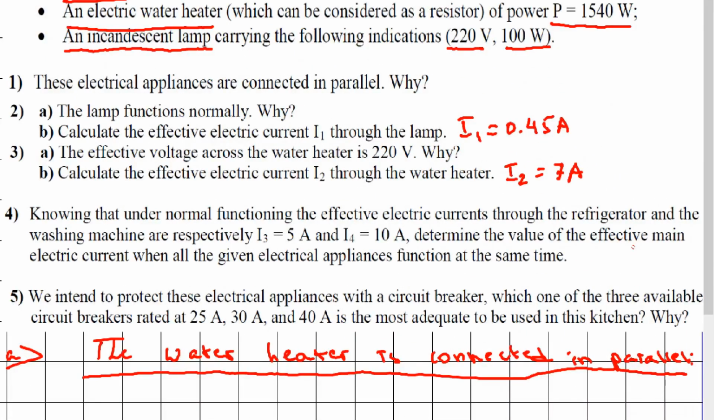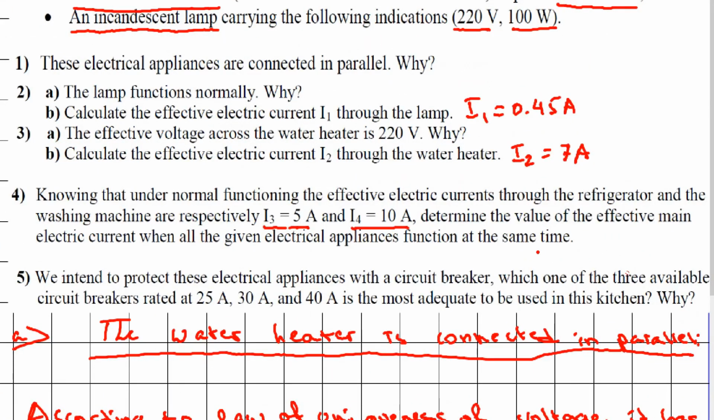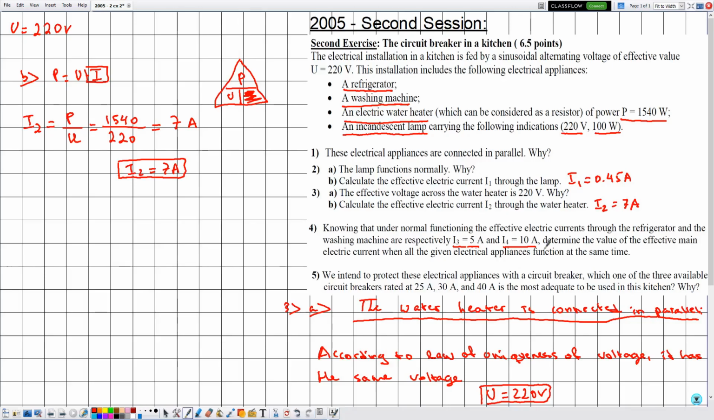Now number 4, knowing that under normal functioning, the effective electric currents through the refrigerator and the washing machine are respectively I3 is equal to 5 amperes and I4 is equal to 10 amperes. Determine the value of the effective main electric current when all the given electric appliances function at the same time. So we need to determine the main electric current, knowing that these electric appliances are connected in parallel. And because they are connected in parallel, we can apply the law of addition of currents.